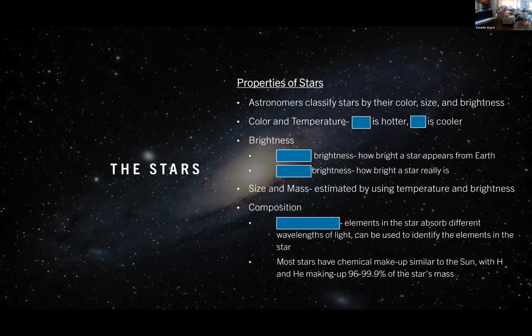So, properties of stars. Astronomers classify stars by color, size, and brightness. Color and temperature. Okay, which is hotter, which is cooler?